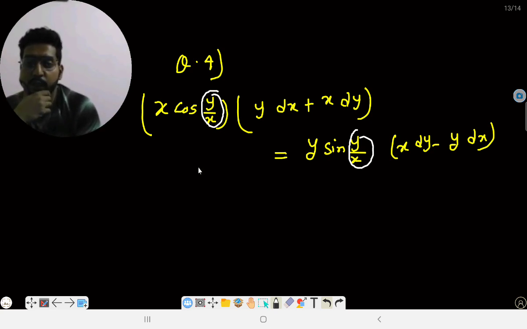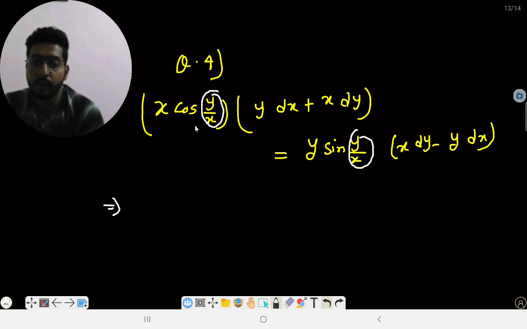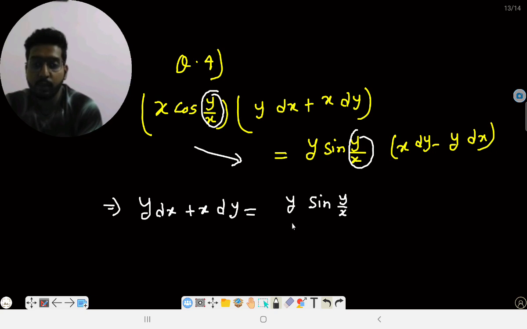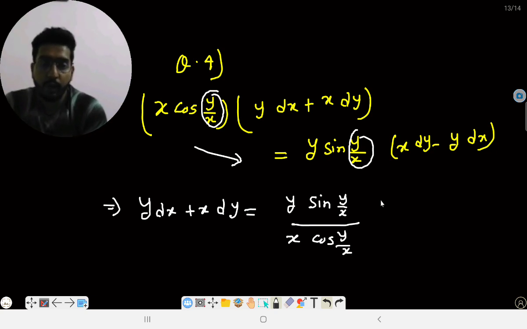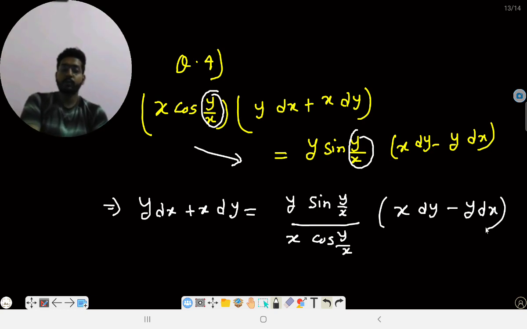Now how to target here? So first of all, find y dx properly here. Now if this term goes there, what will happen? It will become y dx plus x dy equals y sin(y/x) by x, cos(y/x) by x, like this. And here it is x dy minus y dx. Okay, so I'm just targeting y/x here.